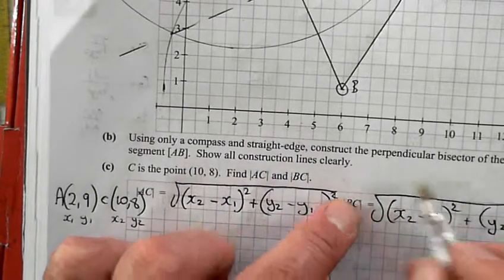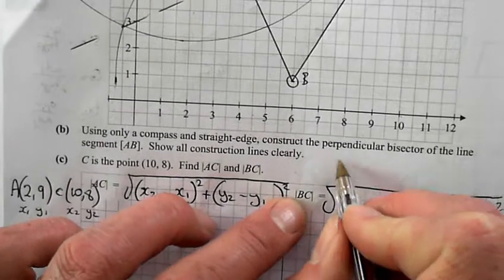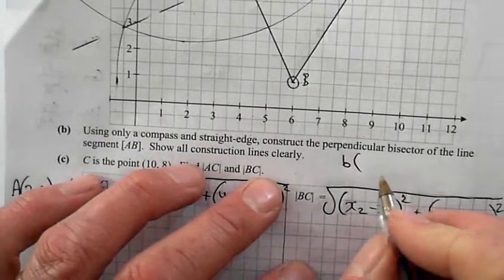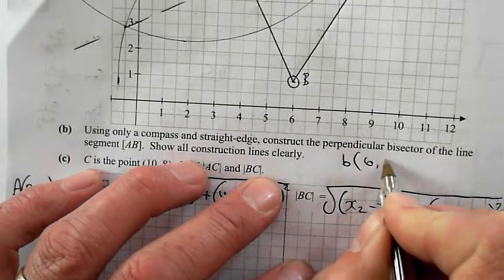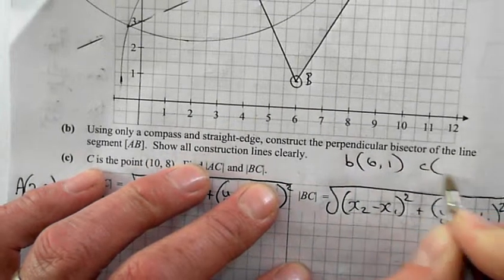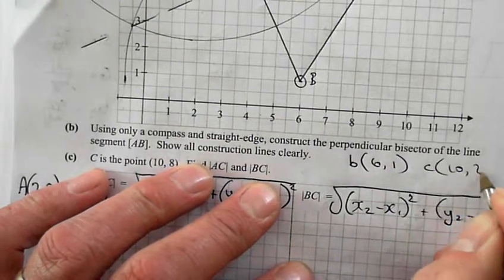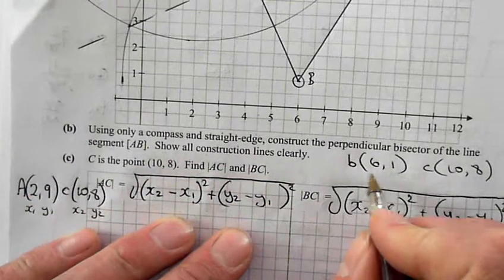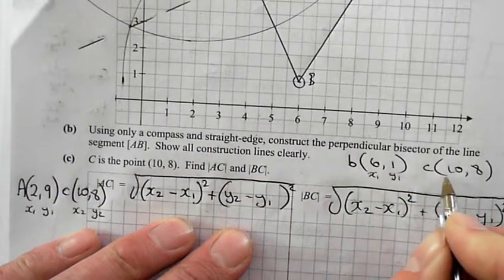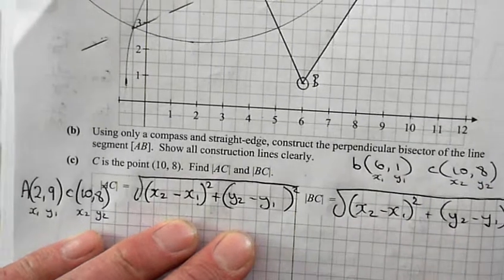Over here, this will be the second part of the sum. We'll write down B and C first of all. B, 6, 1, and C, 10, 8. x1, y1, x2, y2.